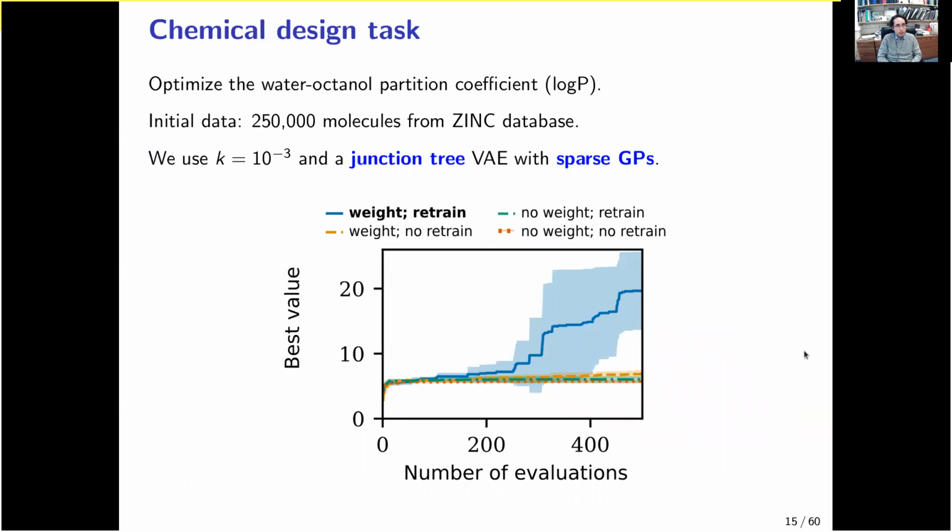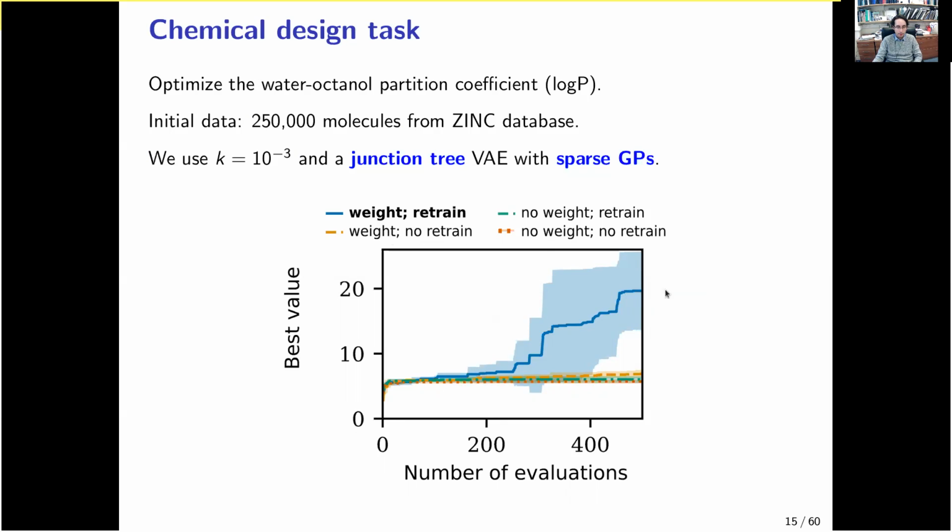We tested this also in the problem of designing new molecules with a focus on optimizing this log P score, which is related to the solubility of the molecules. We start with an initial data set with about 250,000 molecules from the Zinc database. We are using, again, weighted retraining with k equal to 10 to the minus 3, and we use a junction tree variational autoencoder with sparse GPs for the optimization. We see that weighted retraining produces significant gains when we compare it to not weighting the training data and not retraining.